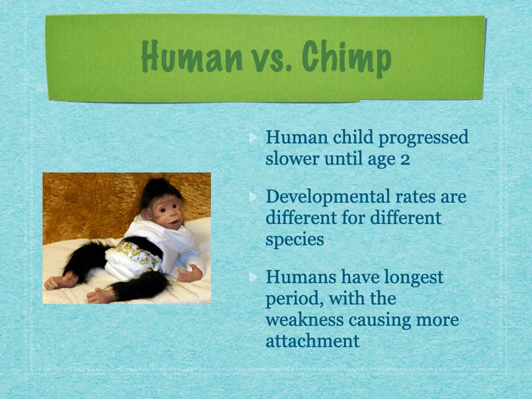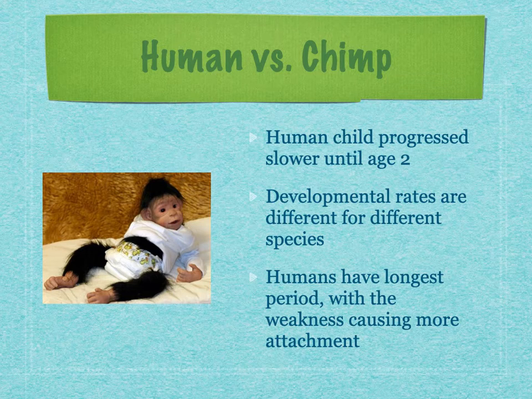And so if you put a human baby next to a chimpanzee baby, the human child will progress more slowly for those first 2 years. Now, eventually, they'll start to outpace, obviously, the chimpanzee, but in that early period, they are developing more slowly. And so we have the longest period of attachment. Elephants have a really long period of attachment. Kind of cool stories if you're interested in looking at how that works.